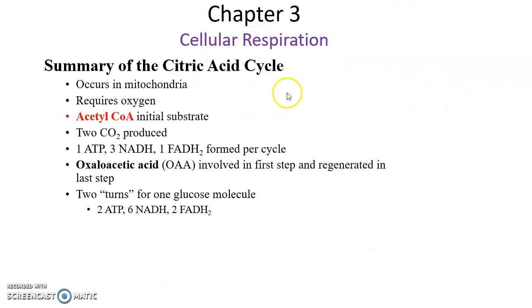So, summary of citric acid cycle: occurs in the mitochondria, requires oxygen. You need to start with acetyl coenzyme A and oxaloacetate. We produce 2 carbon dioxides and 1 ATP, 3 NADH, 1 FADH2 per cycle. Since there's 2 turns, 2 acetyl coenzyme A's going through the citric acid cycle, we actually get a net production of 2 ATP, 6 NADH, and 2 FADH2s per glucose molecule.